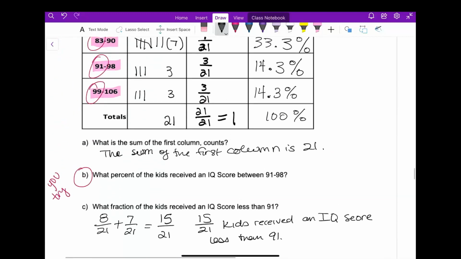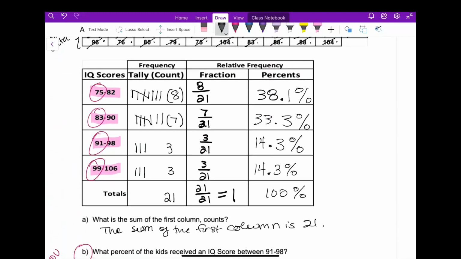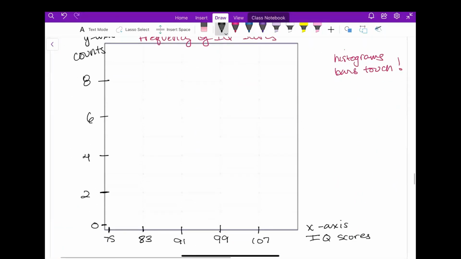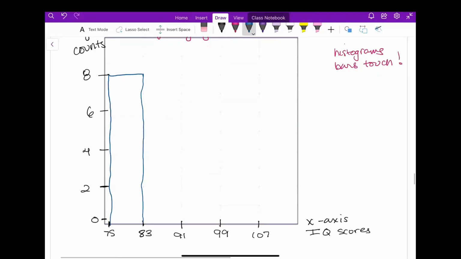Let me refresh your memory, because this count, the highest number, was 8. And we are ready to get started. So the first one, 75 to 83, has a count of 8. Remember I said before that if I could, I would use that ruler. Again, your bars also have to touch, so I think that'll be important. The next bar is from 83 to 90, and the frequency was 7.